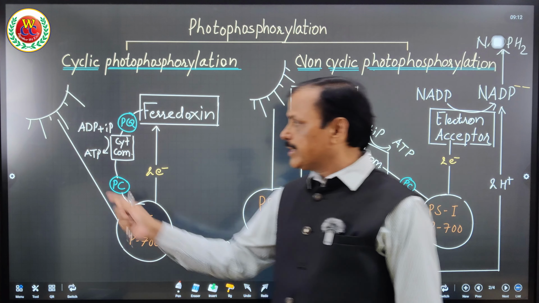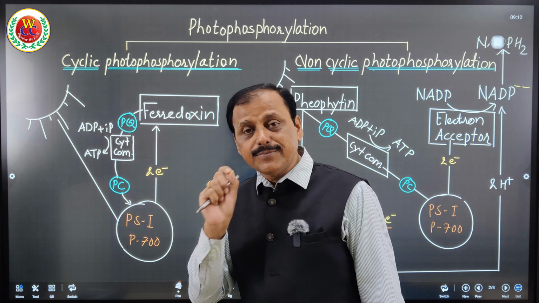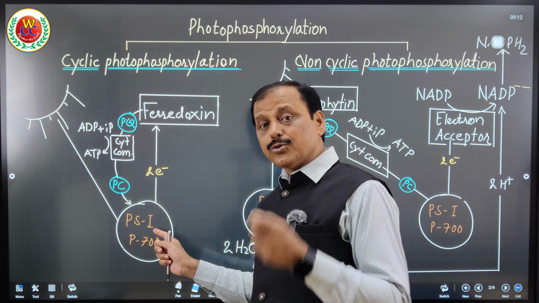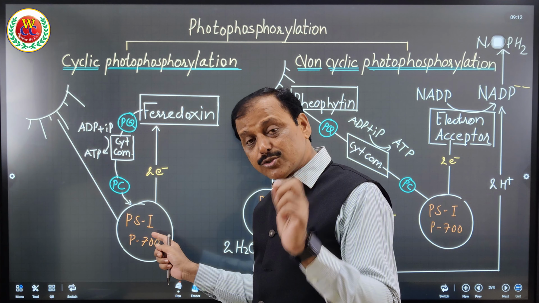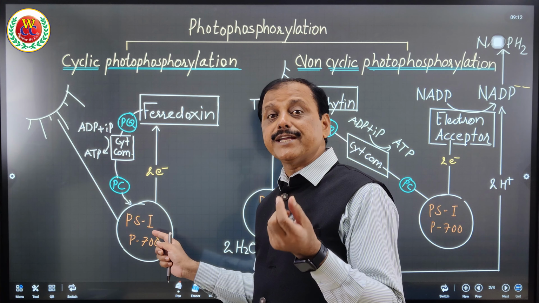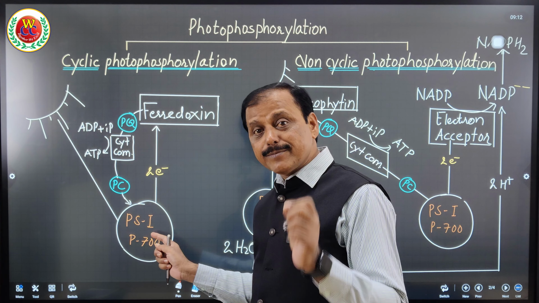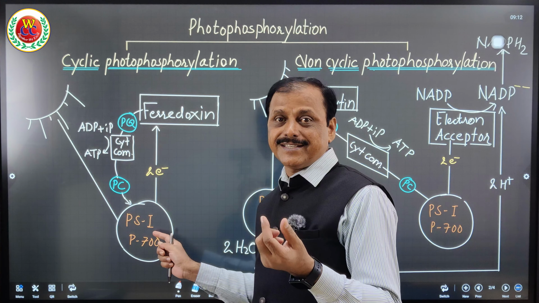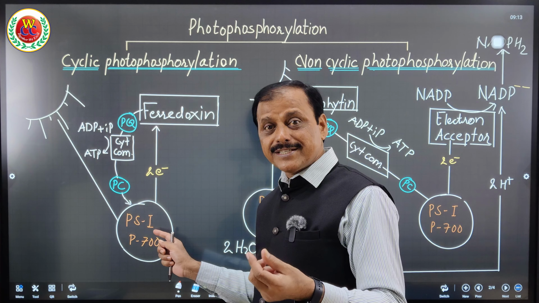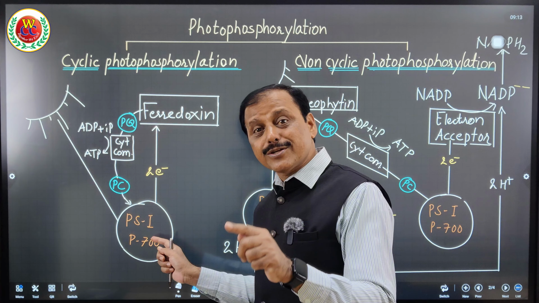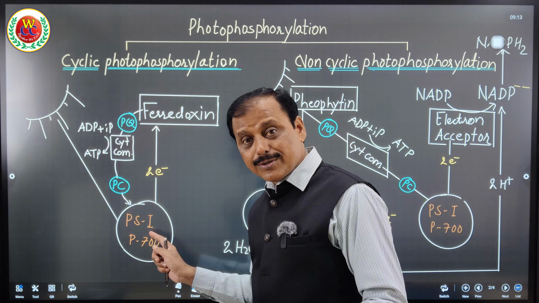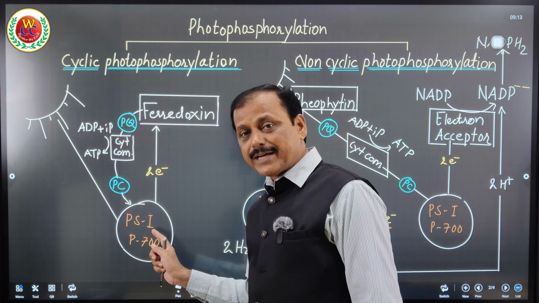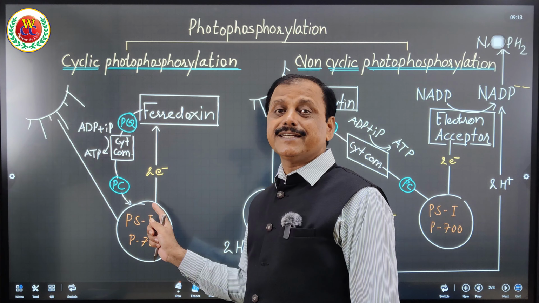So pigment system 1 absorbs light energy in the form of photon. As soon as it absorbs light energy, the chlorophyll molecule has magnesium in its core, in the porphyrin ring. That magnesium gets oxidized and releases the electron. You know what oxidation is: it is either addition of oxygen, release of hydrogen, or donation of electron. Here electrons are donated. That means as soon as light energy is absorbed, magnesium gets oxidized and releases the electron.